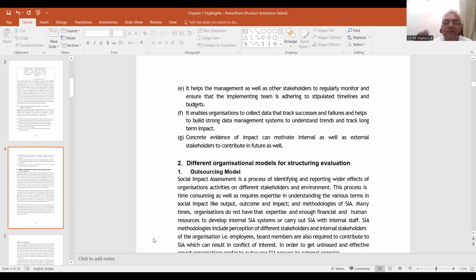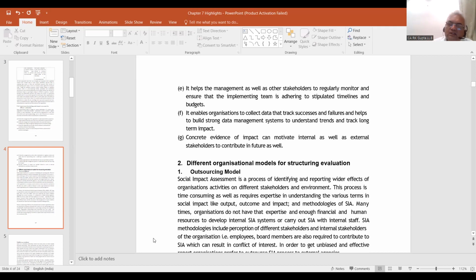इसमें क्या है? Social impact assessment is a process of identifying and reporting wider effects of organizations' activities on different stakeholders and environment. Now, this process is time consuming as well as it requires expertise in understanding the various terms in social impact, output, outcome, impact, methodology of social impact assessment. So many times organizations do not have that expertise.